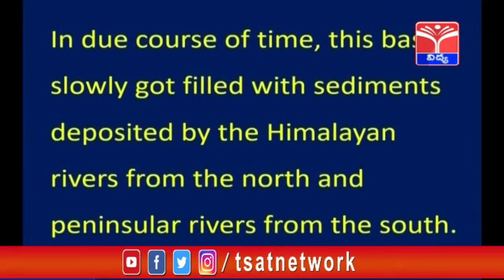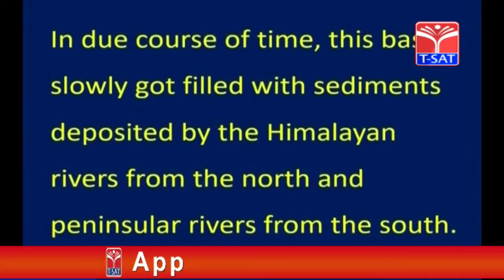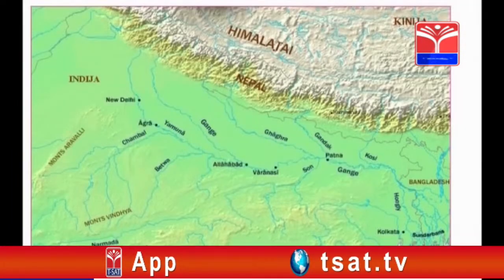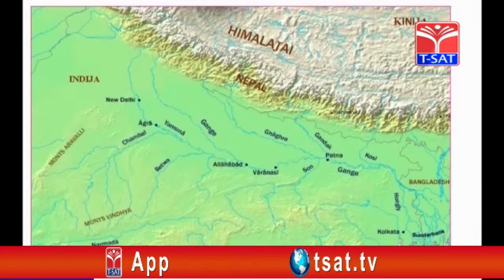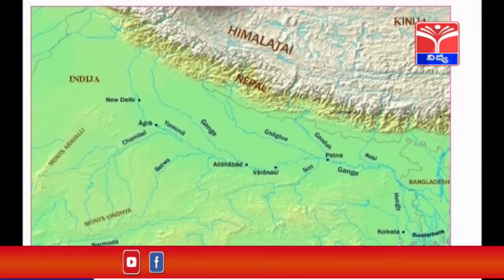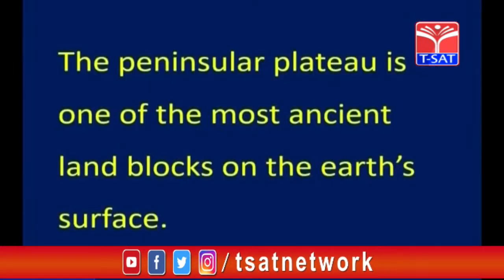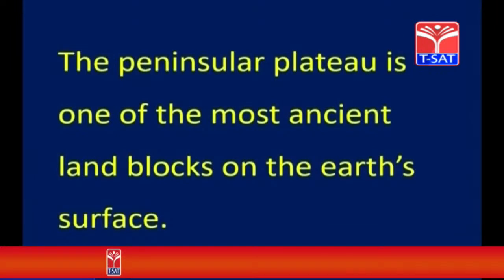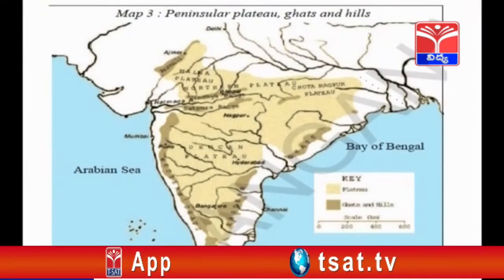In due course of time, this basin slowly got filled with sediments deposited by the Himalayan rivers from the north and peninsular rivers from the south side, and formed this plain which we are calling the northern plain, which is one of the fertile soiled ones and supported very good agriculture. The peninsular plateau is one of the most ancient land blocks on the earth surface. This is the peninsular plateau. Deccan plateau is also part of this peninsula.